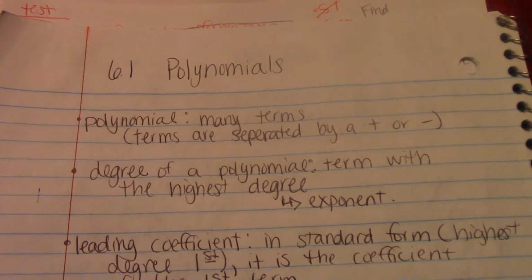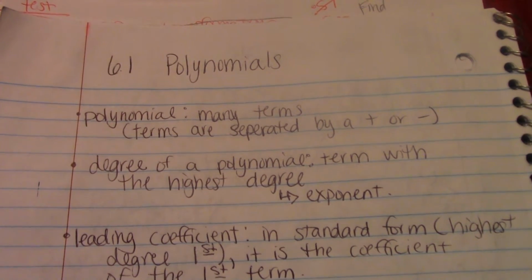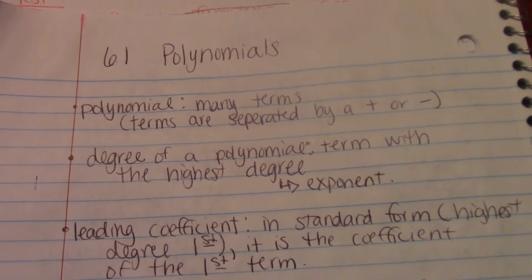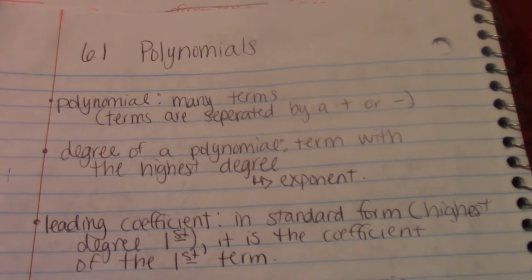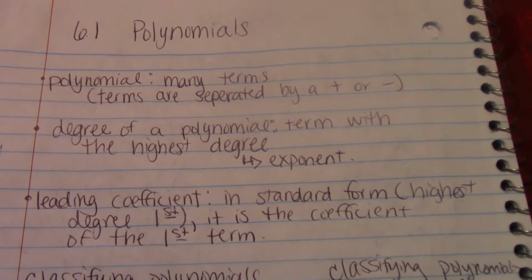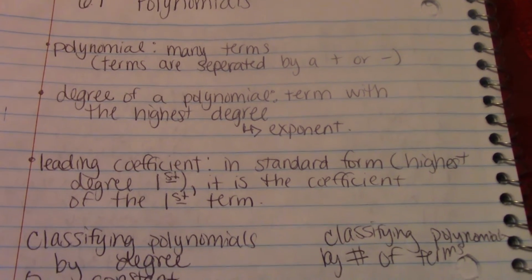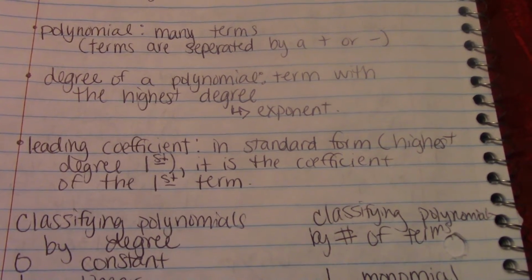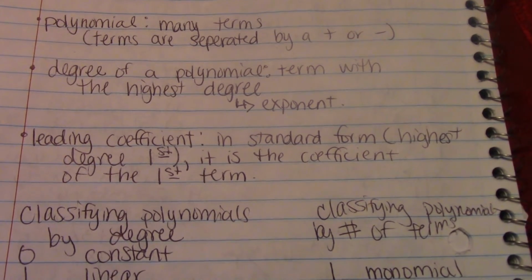6.1 Polynomials. A polynomial literally means many terms. Terms are what's separated by a plus or minus sign. We have a degree. The degree of a polynomial is the term with the highest degree, degree meaning exponent. We have a leading coefficient. In standard form, the highest degree comes first and we count down to the lowest degree.